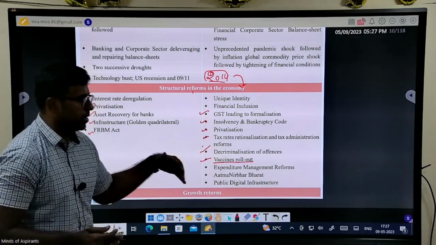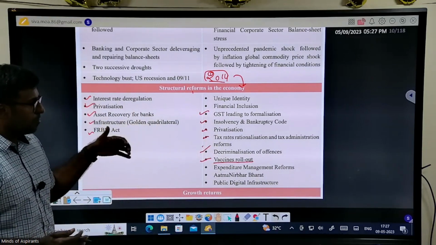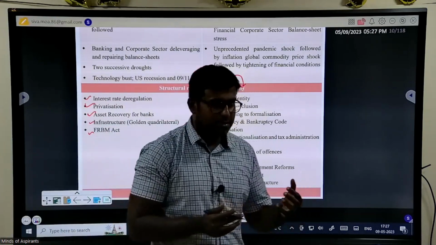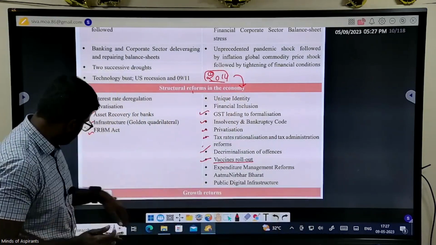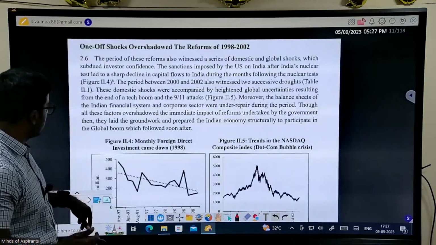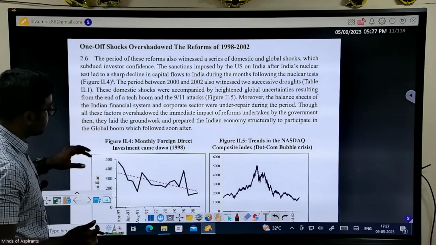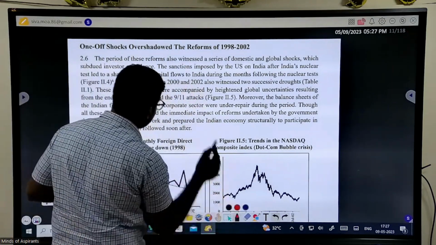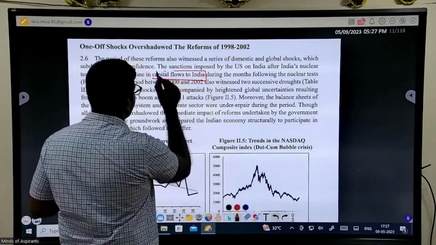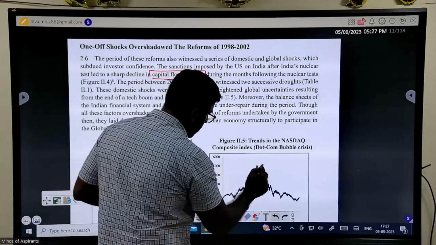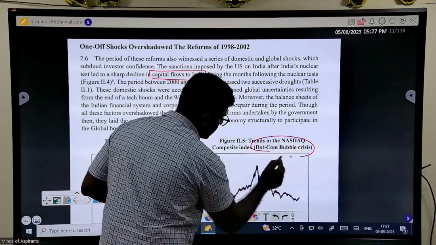So in the question also, when you are looking at questions, don't think about these questions as merely a database. They will be thinking about the logic. So this is how it happened. After this came, you will have the capital flows. Because of all these changes, the capital flows increased. But you look at this, the dot-com bubble they have given.